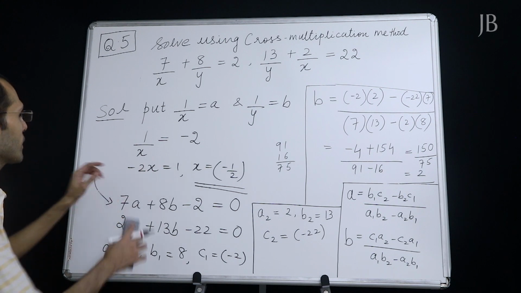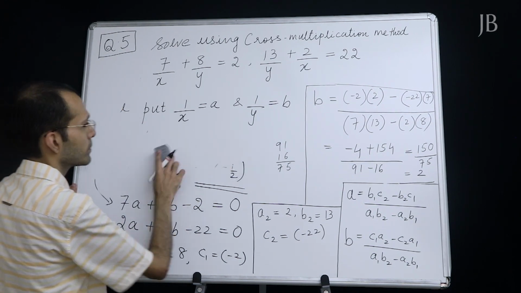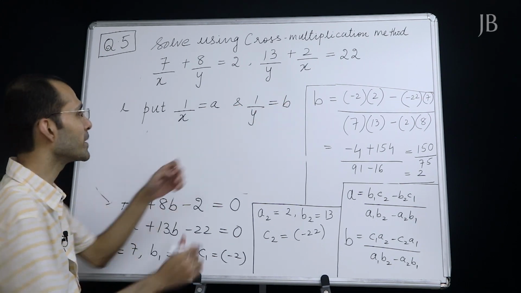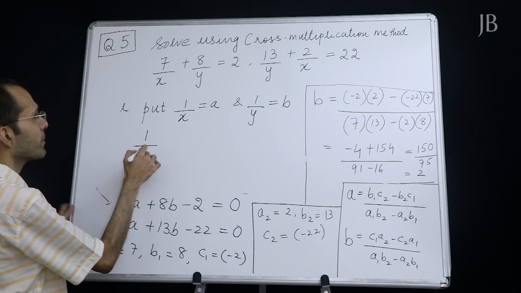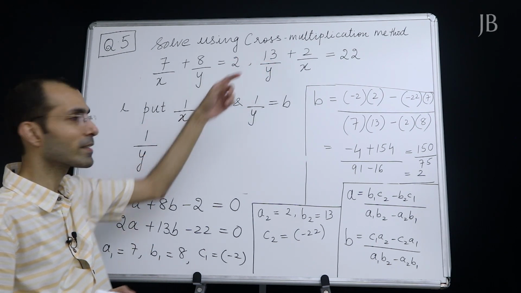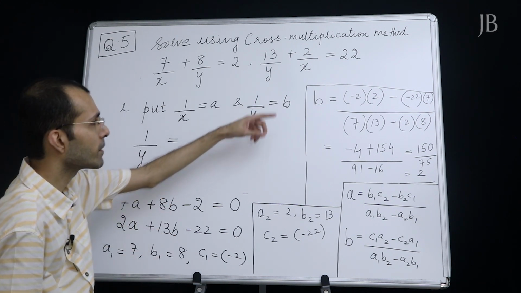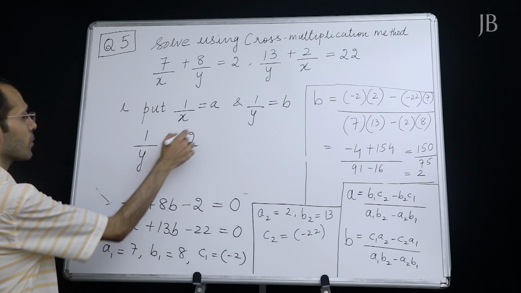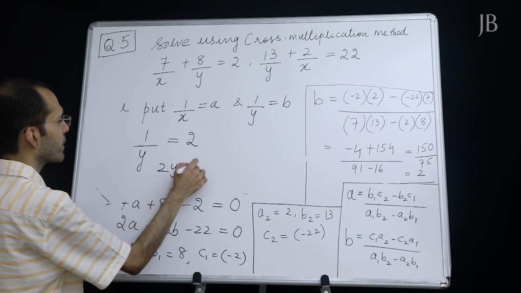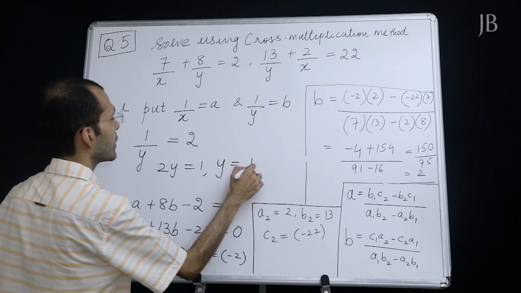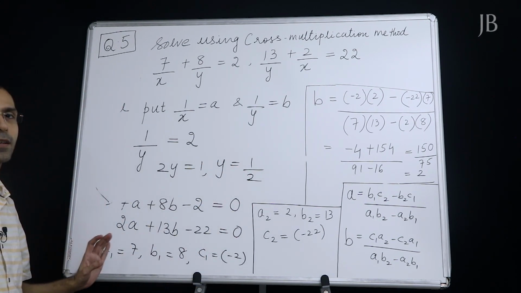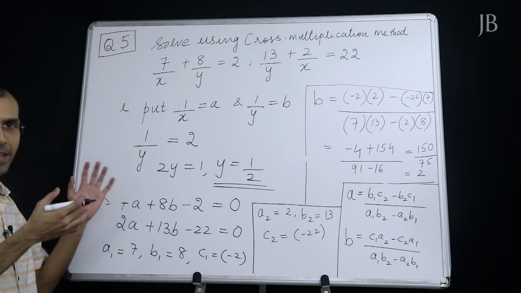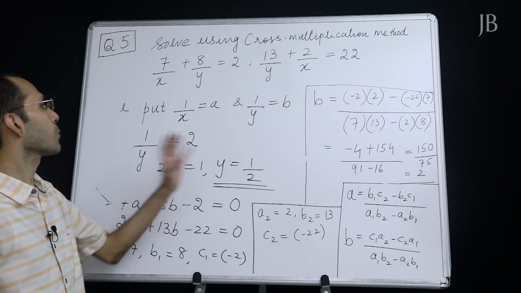X has been found out. Now, what was our substitution? 1 upon y as b. So we will write 1 upon y because our target is to find x and y of the original equation. 1 upon y is b. B has worked out to be 2. So 1 upon y is 2. So cross multiply, 2y will be 1. Y will be 1 upon 2. And this completes your answer. Initially we found x some time back. Now we found y. Fine.